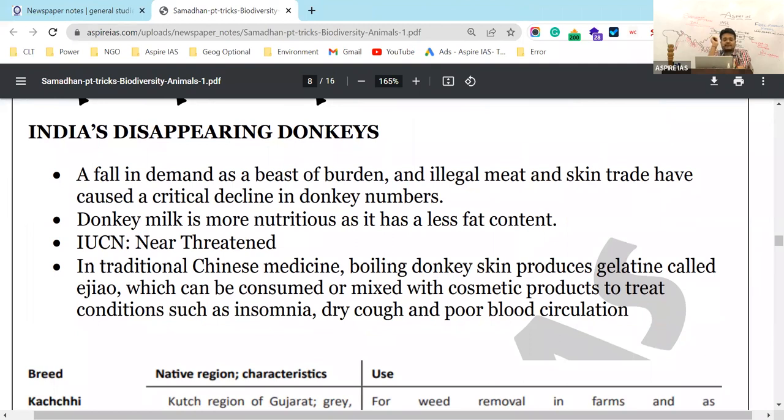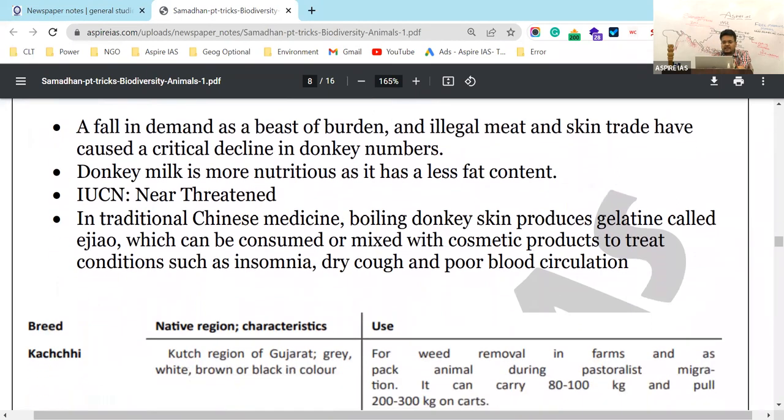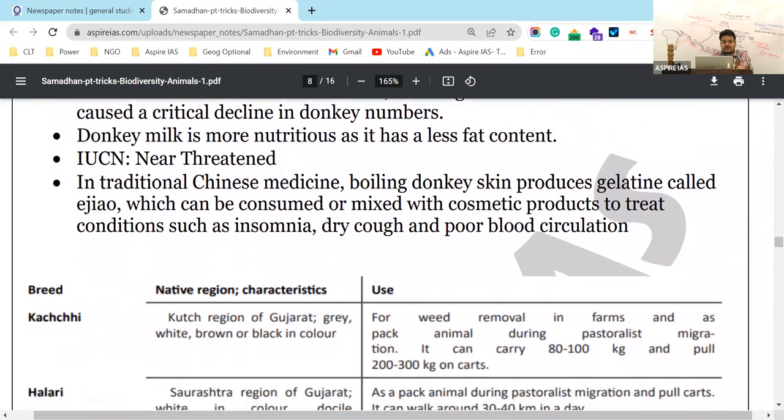Then India's disappearing donkeys. So aapko lagta hoga gadha hai to mil hi jata hoga, but no, gadha, donkey is also disappearing. Isi ka ek bhai hai, wild ass, Gujarat and Rajasthan, jisko khur bolte hai. Their population is also declining, even though they don't have any predator. So a fall in the demand of a beast of burden and illegal meat and skin trade have caused a critical decline in the donkey number. Now they are coming under threatened.